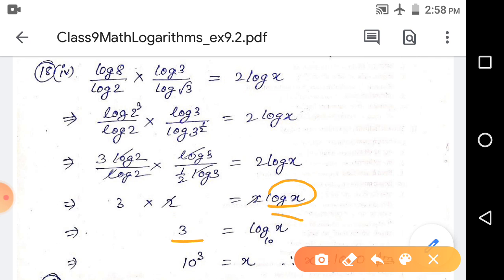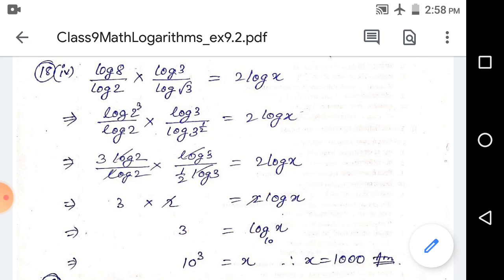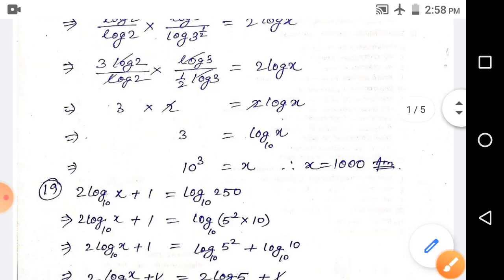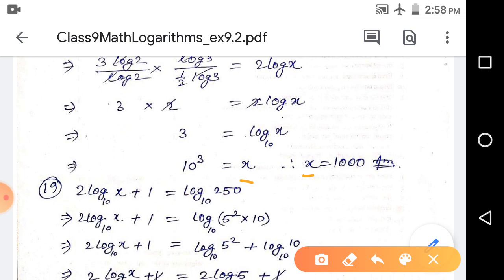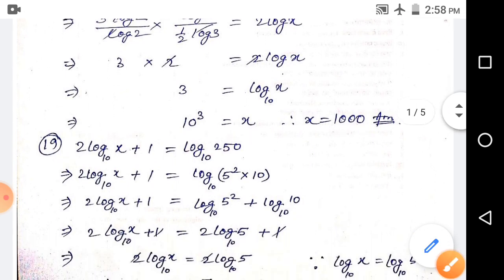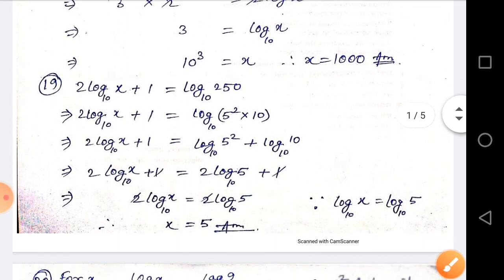Log base 10 of x is equal to 3. Then we know what we have to do here: this one is in logarithmic form, so we can change it to exponential form, 10 to the power 3 is equal to x. So 10 to the power 3 is equal to x. Finally, the value of x is 10 to the power 3, that means 1000. This is the answer. Now see question number 19.